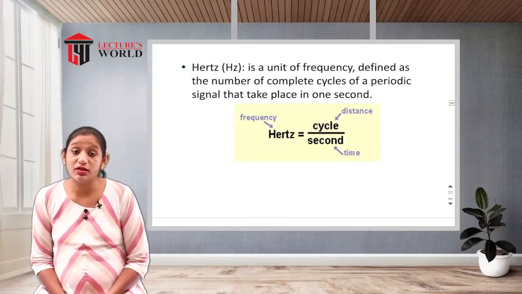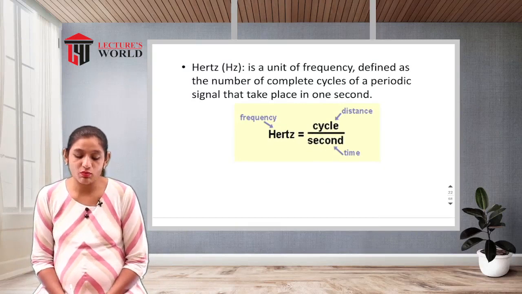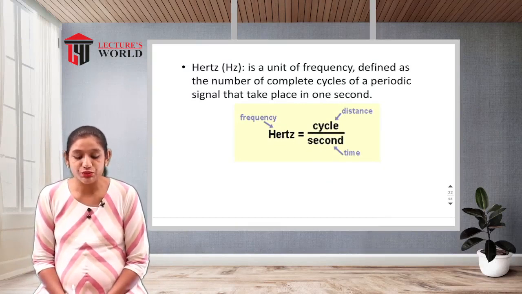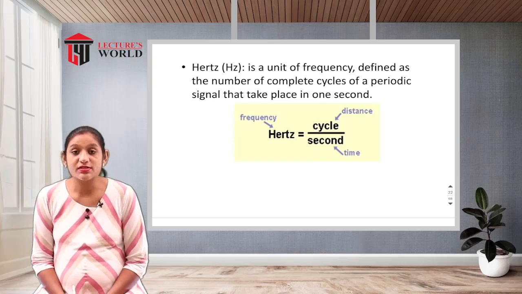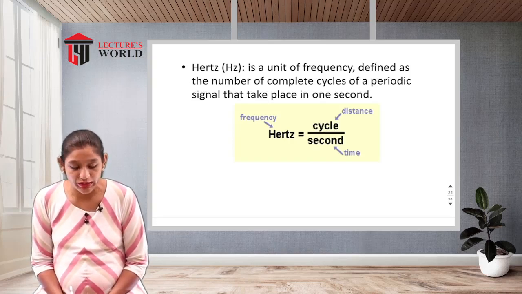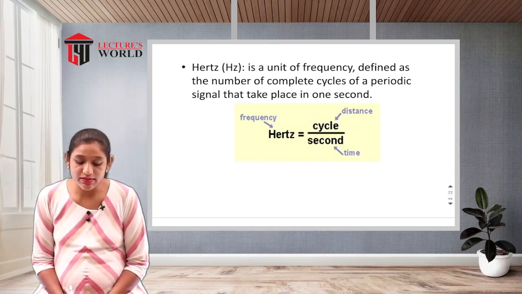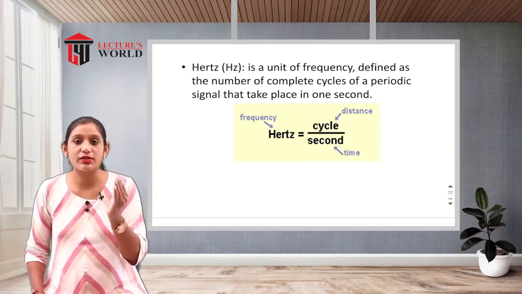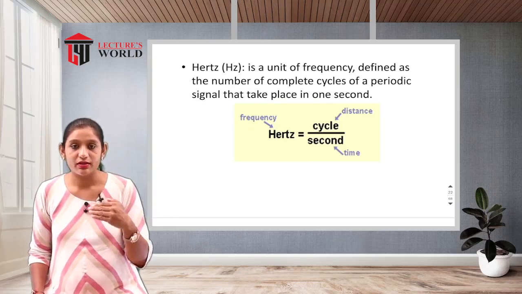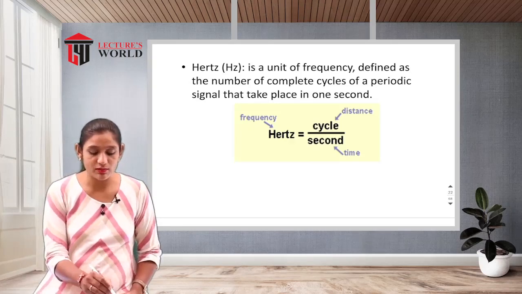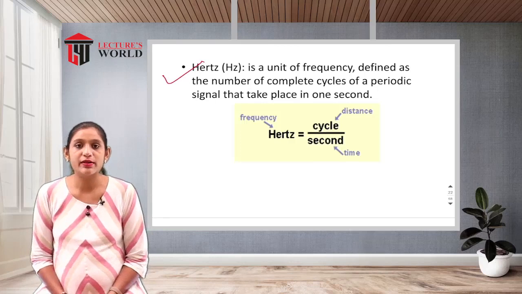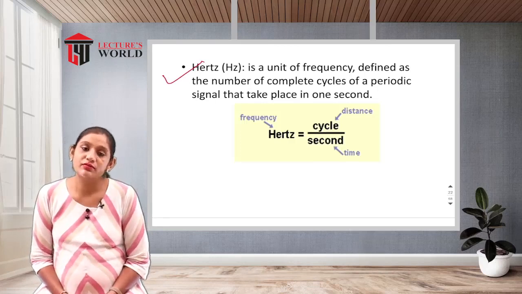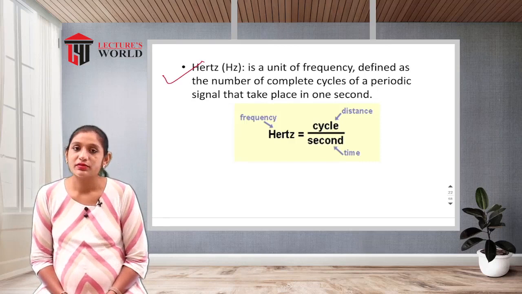Now let's talk about the hertz. This is the symbol of the hertz. Hertz is a unit of frequency, which is defined as the number of complete cycles of a periodic signal that take place in 1 second. In 1 second, how much of the sound is going to be observed and heard, this cycle is measured in hertz. It is the unit applicable for the hearing factor.